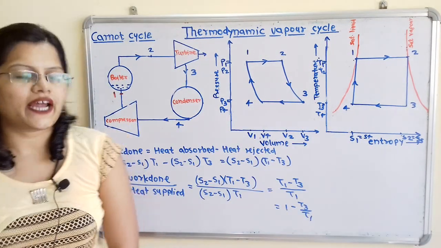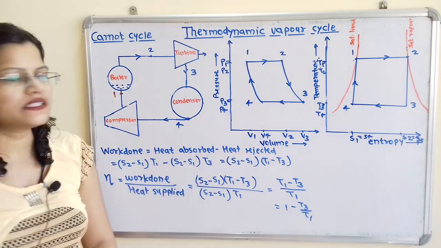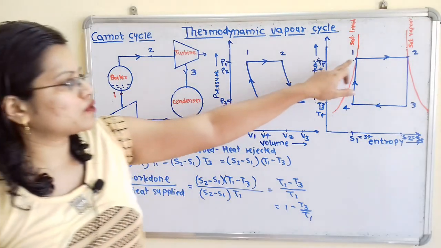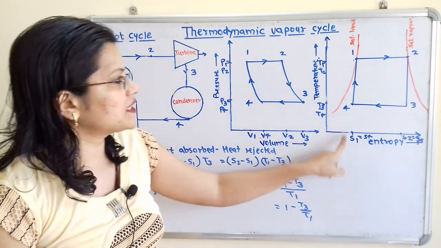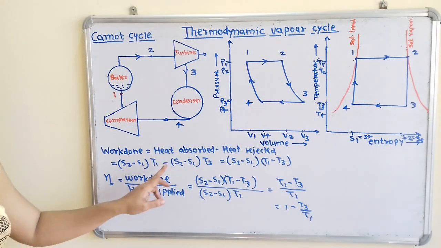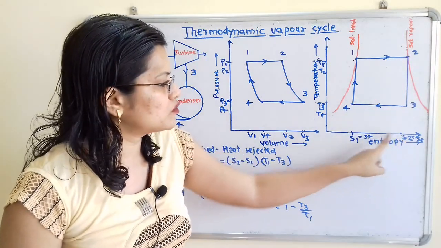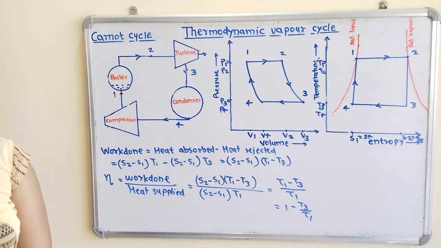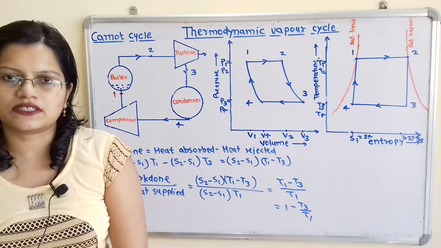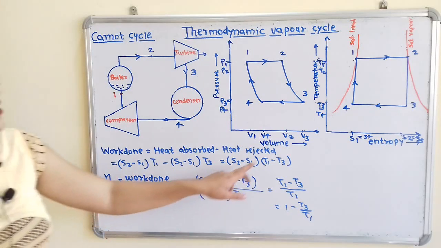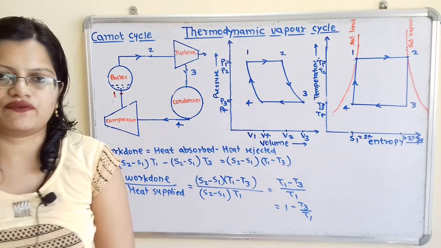Now we will understand the formula for the work done. So we know that work done is equal to heat absorbed minus heat rejected. So heat is getting absorbed during the process 1 to 2, where change in entropy S2 minus S1 multiplied by T1 minus heat is rejected. So heat rejected during the process 3 to 4. So again S2 minus S1 multiplied by T3. So we can take S2 minus S1 as a common. So S2 minus S1 into T1 minus T3. Now instead of T1 we can use T2, and instead of T3 we can use here T4.